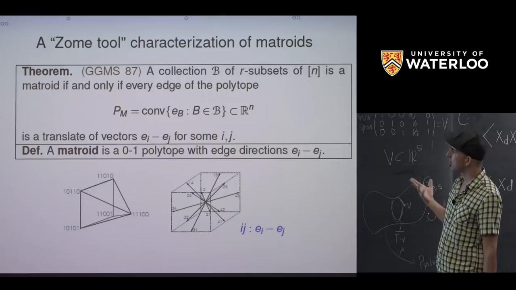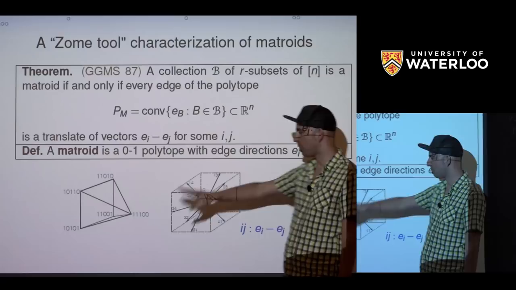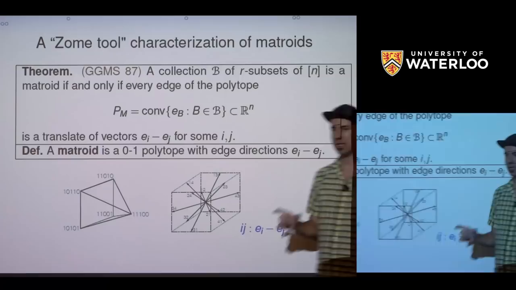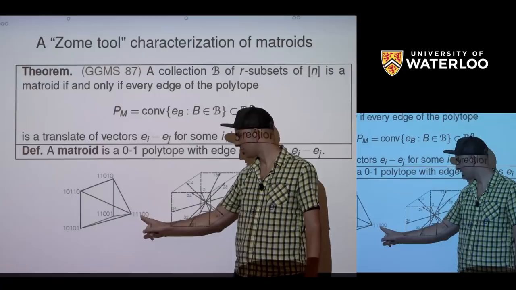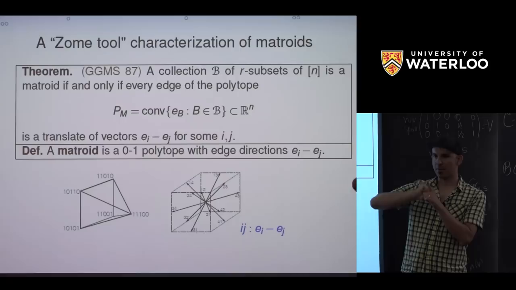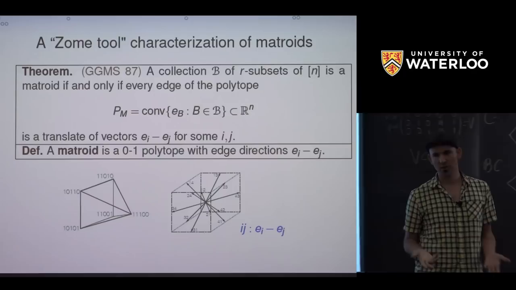But the theorem that I find really beautiful is that if I have a bunch of sets and I make the polytope out of them, then if I started with a matroid, then when I look at this polytope, every edge is of the form e_i minus e_j. So if I subtract this minus this, I get 0, 0, 1 minus 1, 0. It's of the form e_i minus e_j. So if you start with a matroid, then the edge directions are e_i minus e_j. If I don't start with a matroid, those are not the edge directions. So this fully characterizes matroids, okay?